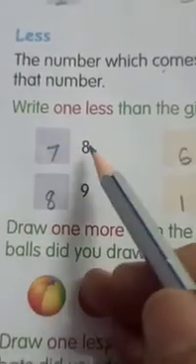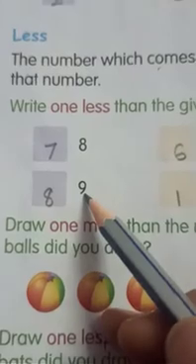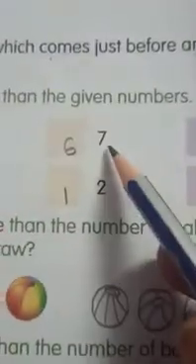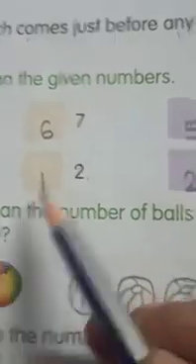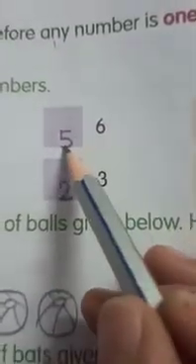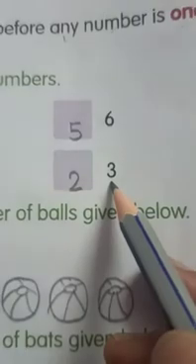What is 1 less than 8? 7. 1 less than 9 is 8. 1 less than 7 is 6. 1 less than 2 is 1. 1 less than 6 is 5. 1 less than 3 is 2. 1 less than 10 is 9. And 1 less than 5 is 4.